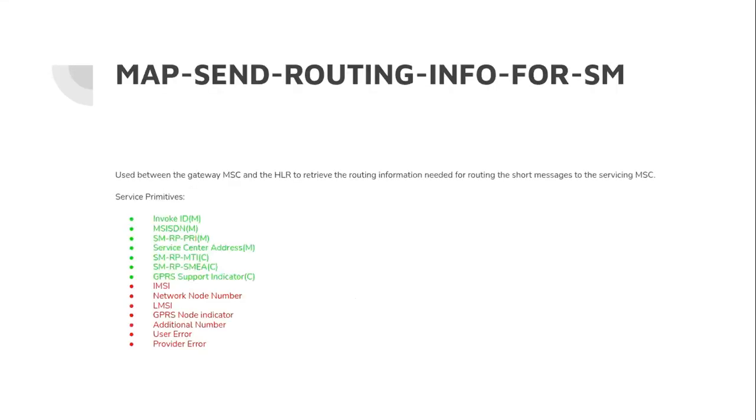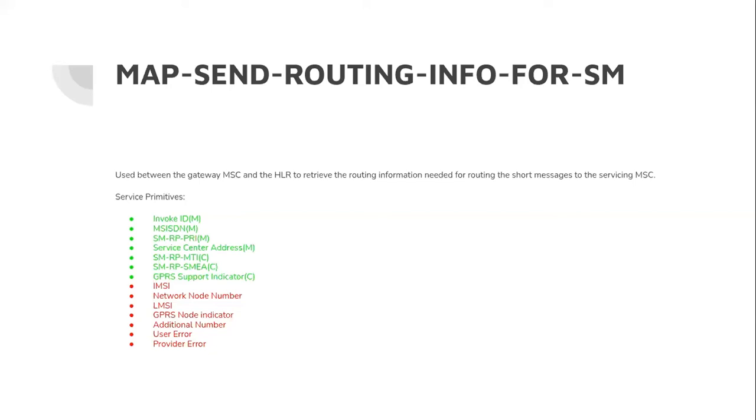So let's go. For a beginning, the green labeled parameters represent those that are part of the request. The invoke ID is in all of them, both the request and the response. The red labeled ones are part of the response. So an SRI, the send routing info for SM, is used between the gateway MSC and the HLR to retrieve the routing information needed for routing the short messages to the servicing MSC.